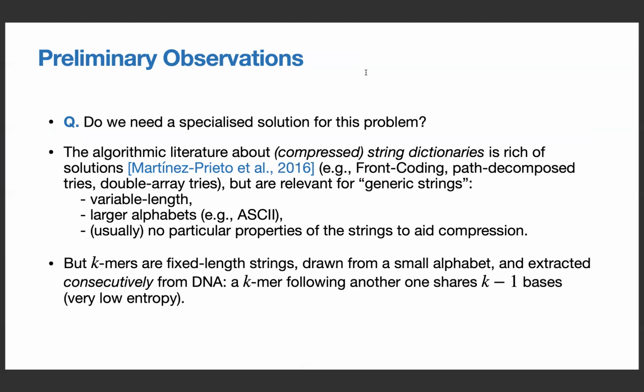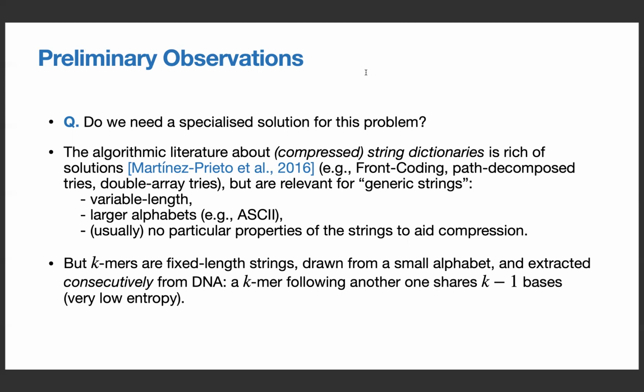Let's start with a preliminary observation. In general, the algorithmic literature is rich of solutions regarding the string dictionary problem, but such solutions are relevant for generic strings, I would say. And by generic, I mean that they are of variable length. Usually they're drawn from larger alphabets, for example, the ASCII set of characters, and usually they do not feature specific properties to aid compression.